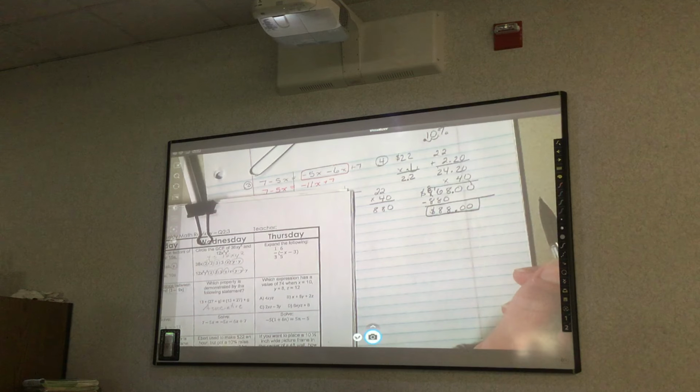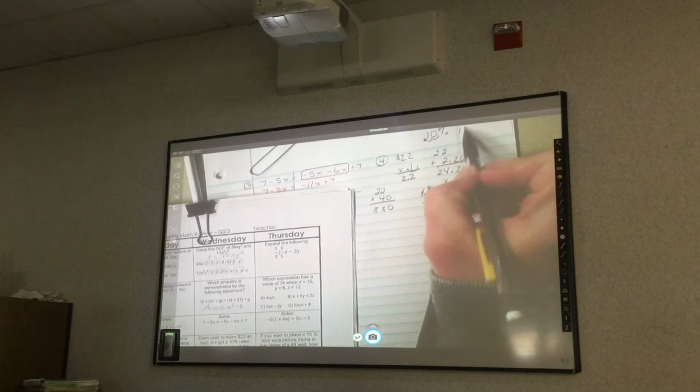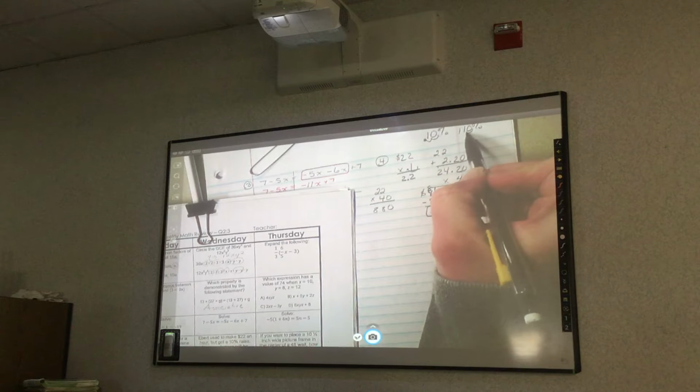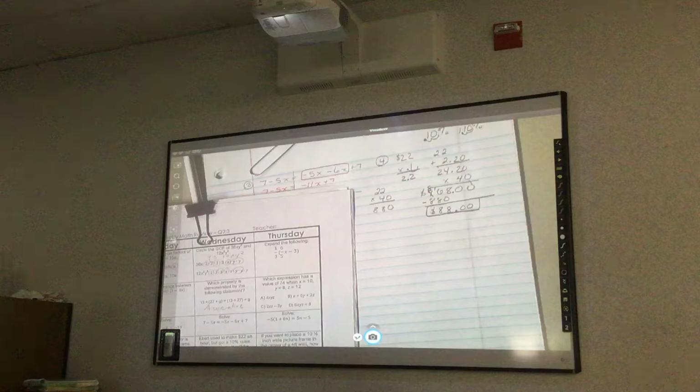Yes? When I did the 1/10, I did 1 and 1/10, so I didn't have to add it later. Yeah, you did 110%, which you moved to 1.1, so you didn't have to add, and you still got the $24.20. Yep. Saves a step.